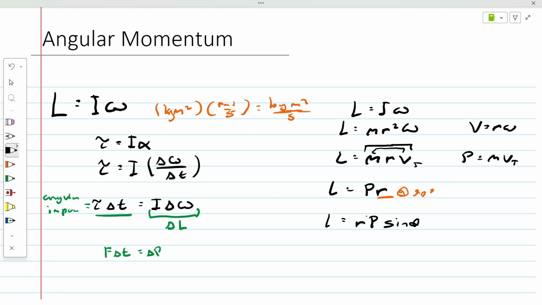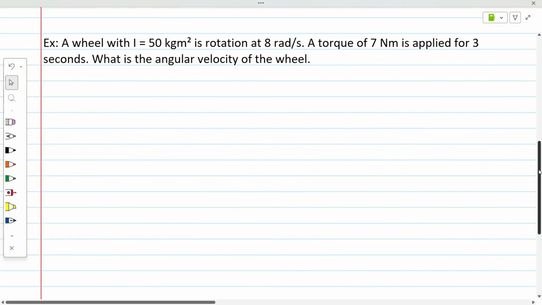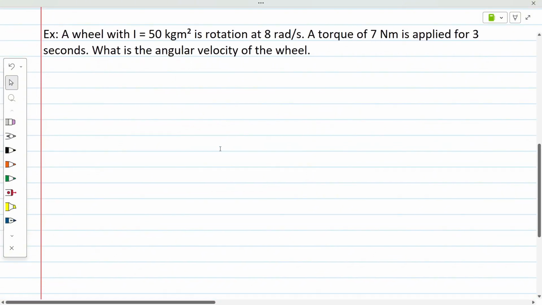Okay, so let's look at an example using these angular forms of momentum. We have a wheel with 50 kilogram meters squared rotational inertia, rotating at 8 radians per second. A torque of 7 Newton meters is applied for 3 seconds. What is the angular velocity of the wheel?